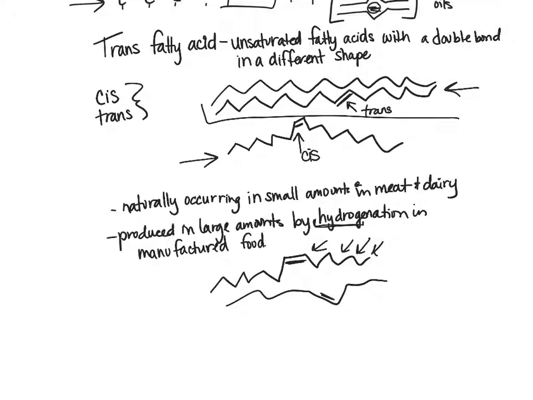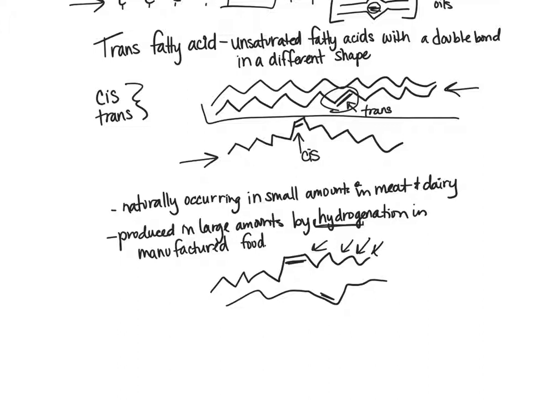Since it's shelf stable, that means it can stay on the shelf for years and years, and the manufacturers don't have to worry about food going rancid after just a couple of days. So they're straight due to the shape of this double bond in here, the trans version. And so they act more like saturated fats, but they're even less healthy than saturated fats.